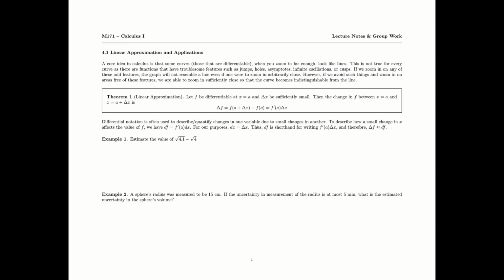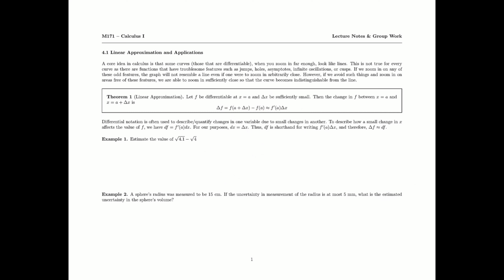So let's go ahead and get started with this example 1. We are to estimate the value of square root of 4.1 minus square root of 4. So to do this, what we want to do is think up here about this equation. We're trying to get things to match up.